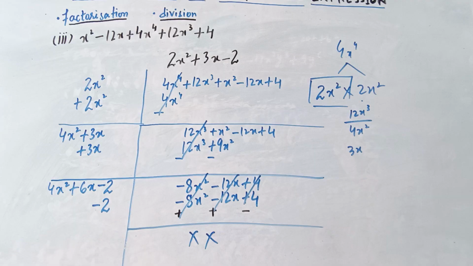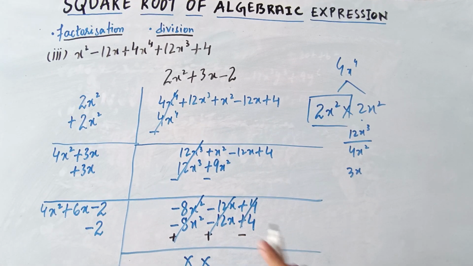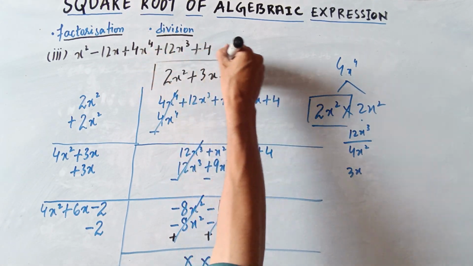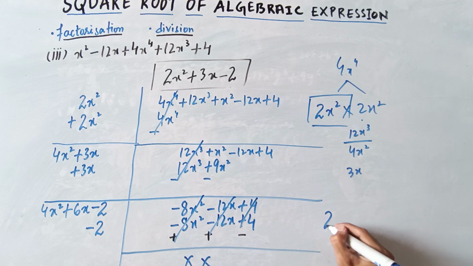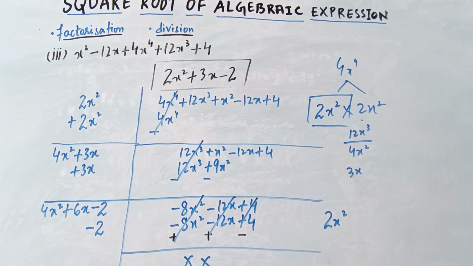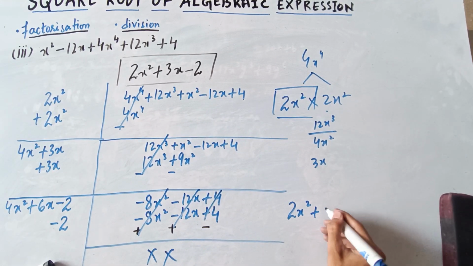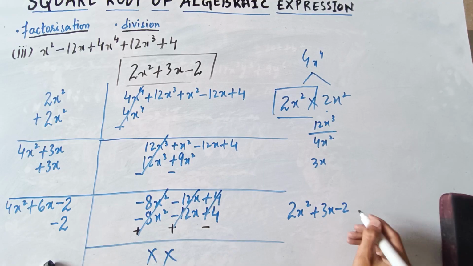So whatever you got in the quotient is the square root of the given expression. So the square root of this given expression is 2x square plus 3x minus 2. What does it mean?